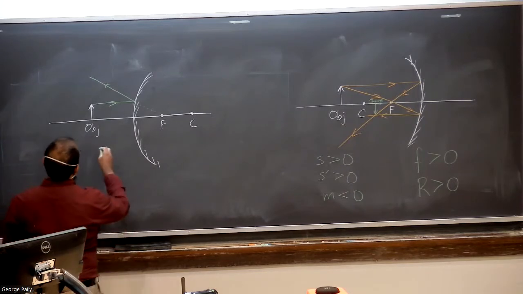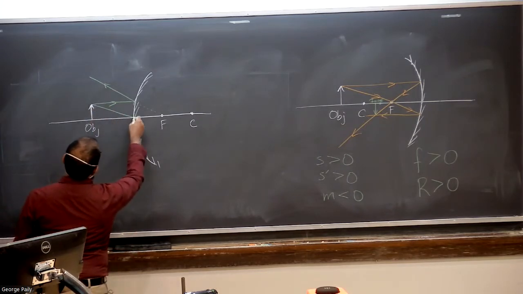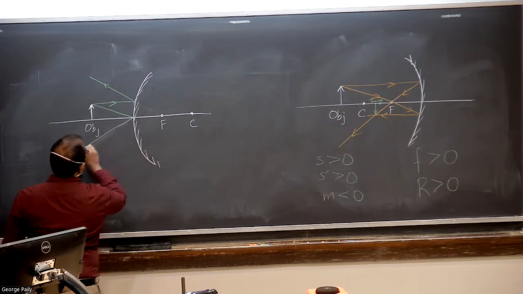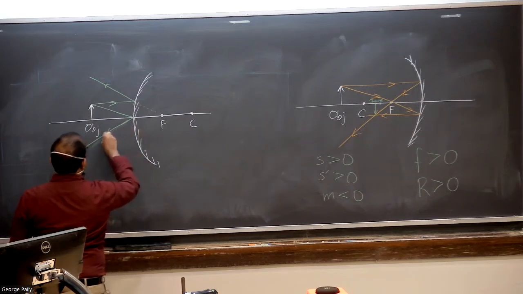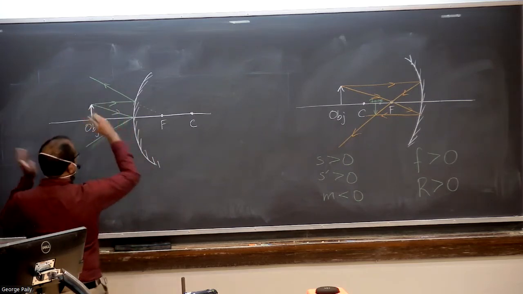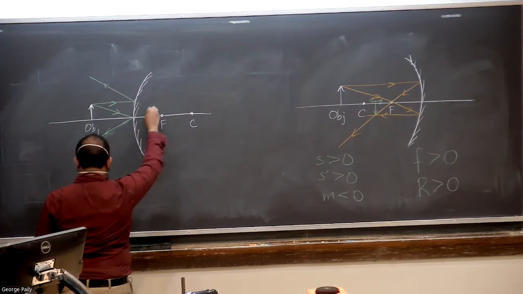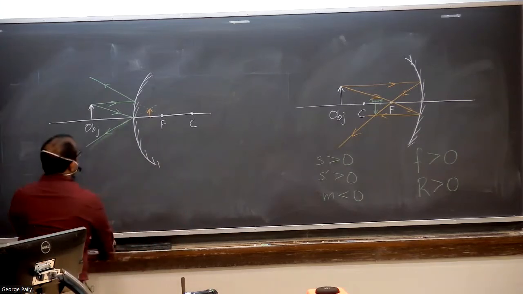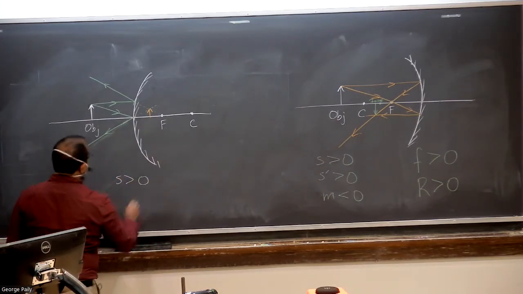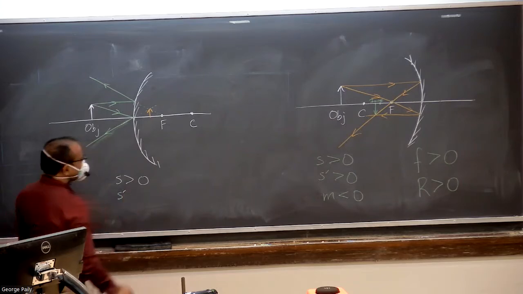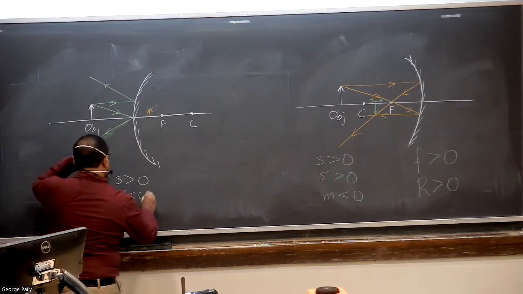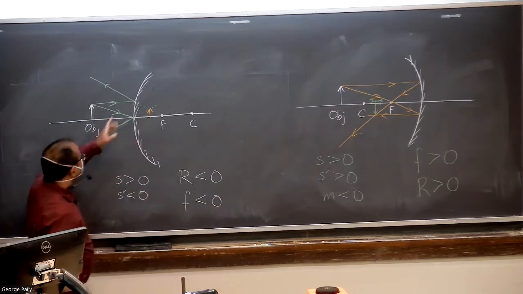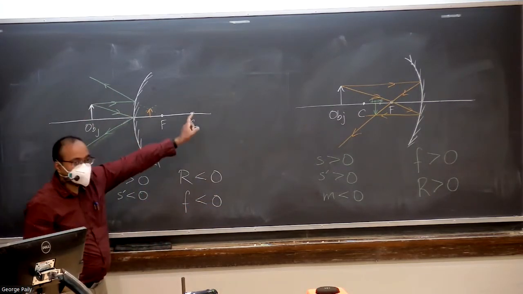Another one, let's say, let's do the vertex, I guess. Not that good. Better. So we have that. Again, these are diverging, but you trace them back and they meet over here. So you get an image over here. And so for this, again, S is positive. S prime is negative, and we can see that R is negative and F is negative because now the outgoing rays are on this side, but the center of the sphere is on this side.